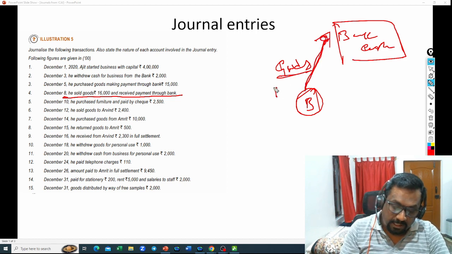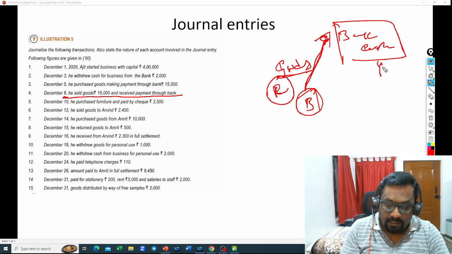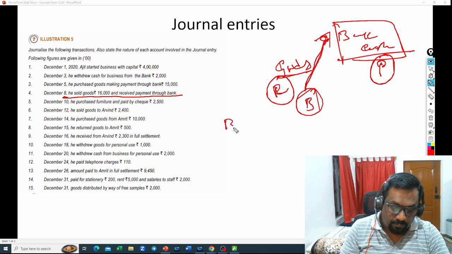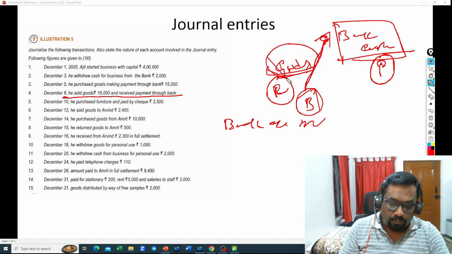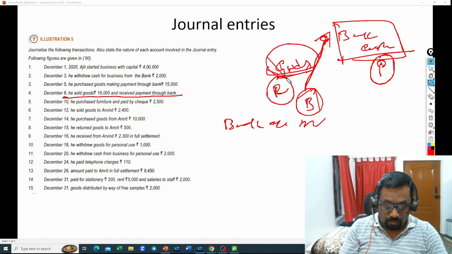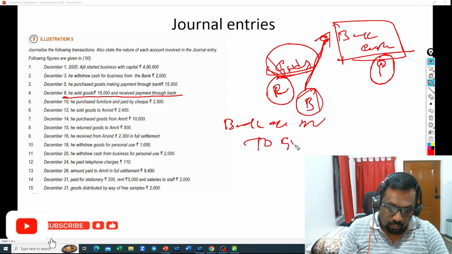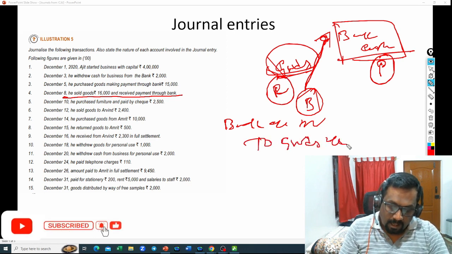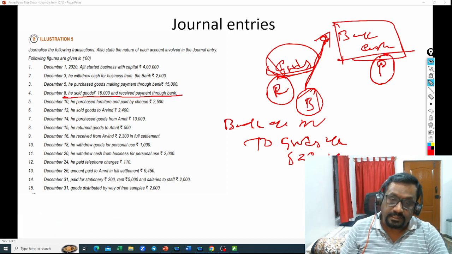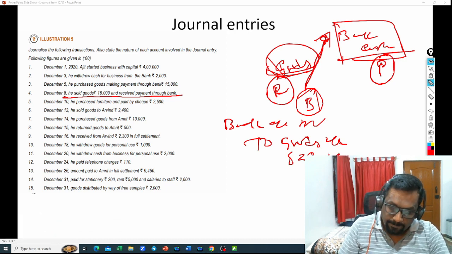So goods comes under real account, bank comes under personal account. Personal account principle: debit the receiver, credit the giver. Banker is receiving this amount, so bank account debit. Goods going out, real account: debit what comes in, credit what goes out. Here goods going out, so to goods account or to sales account. To sales account. This should be the entry.